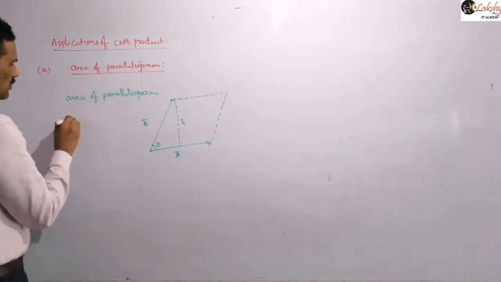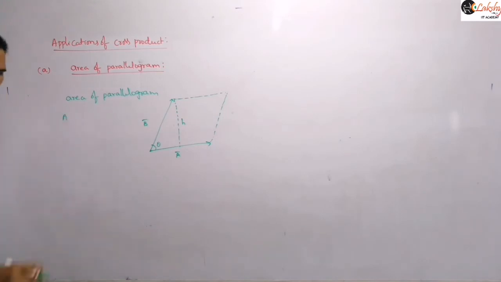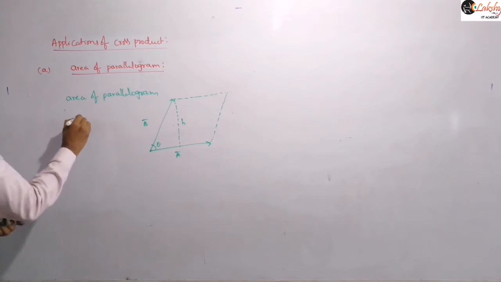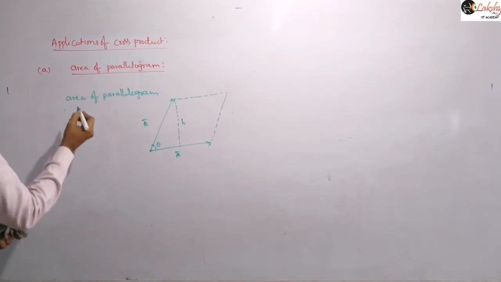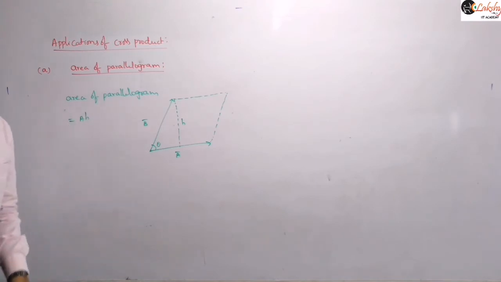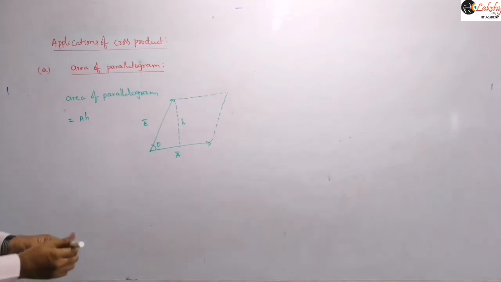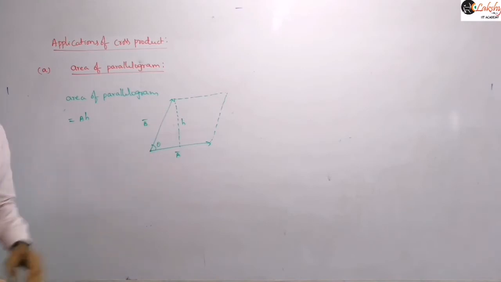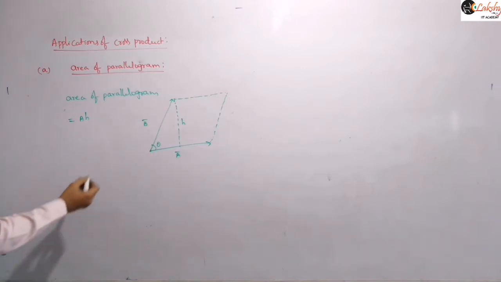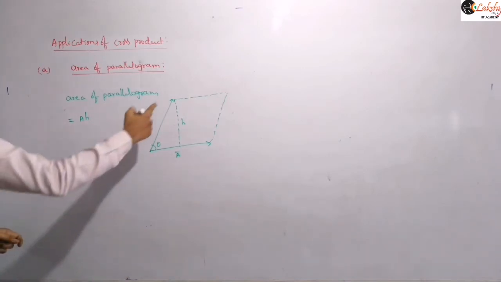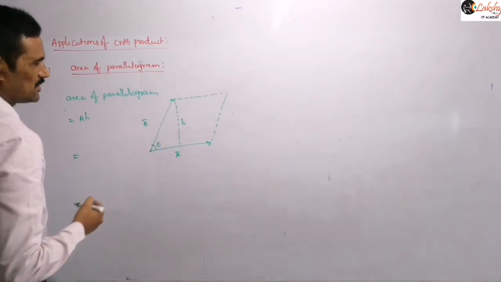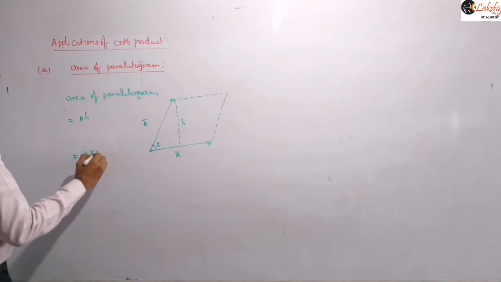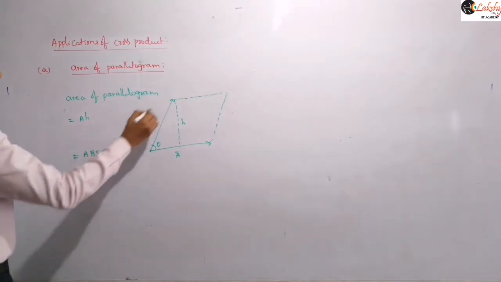Area of parallelogram. So the area of parallelogram you can write as A into H. According to our mathematics formula, the area of parallelogram is base into height. Now that height, by using this right angle triangle, you can write as B sin theta, where B is the magnitude of this side.